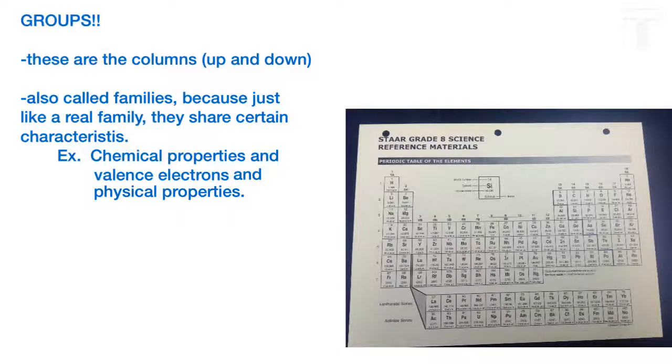Groups have numbers also, just like our periods do, and here's where you find your group numbers. At the top. At the top, guys. Okay, so you don't need to worry about these that I'm Xing out. Don't worry about those. Just look at these numbers right here. So group 1, group 2, group 3, 4, 5, 6, 7, and 8.